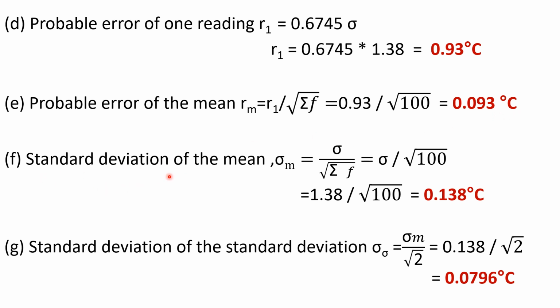Next, the standard deviation of the mean, sigma m, equal to sigma divided by the square root of the sum of f. Substituting 1.38 divided by the square root of 100, the answer is 0.138 degrees Celsius. Last question, the standard deviation of the standard deviation, sigma of sigma, which equals sigma m divided by the square root of 2. Sigma m is 0.138, so 0.138 divided by root 2 gives 0.0796 degrees Celsius.